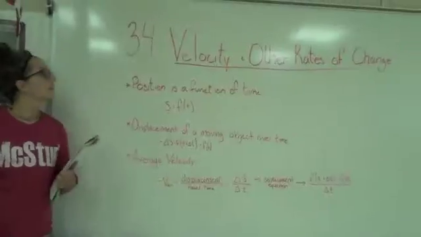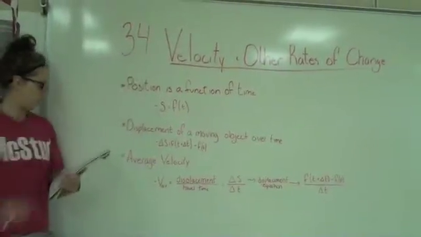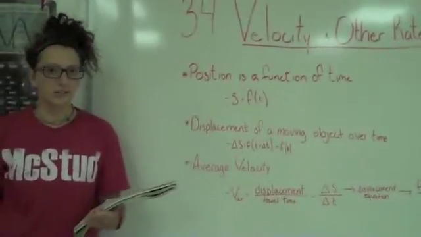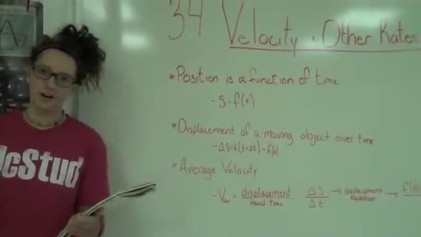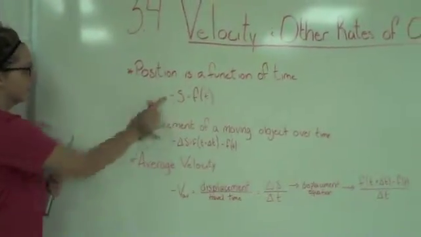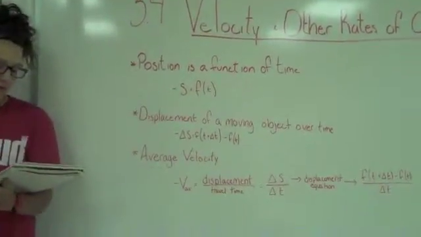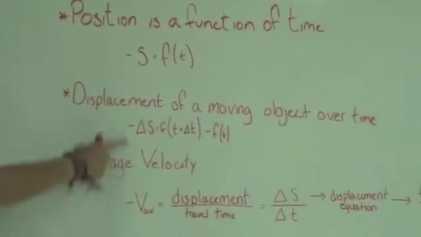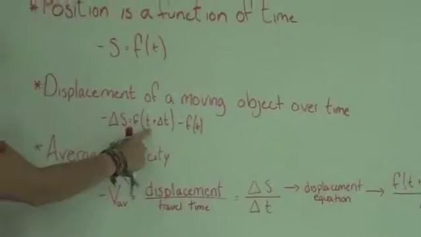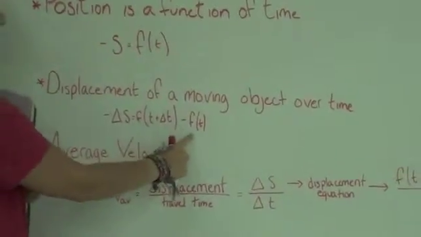In this video, we will be talking about velocity and other rates of change. One example of a rate of change is motion along a line, such as a particle in motion or a car driving. In this, position is a function of time. The displacement of the moving object over time is modeled by this equation, which is the change in position equals the function of time plus change in time minus the original function of time.